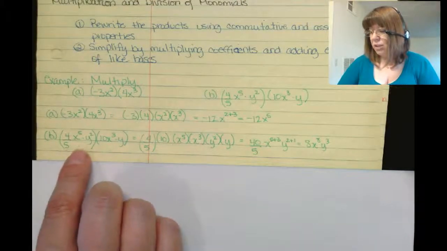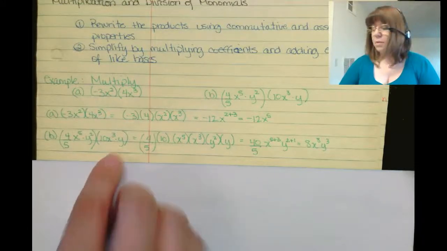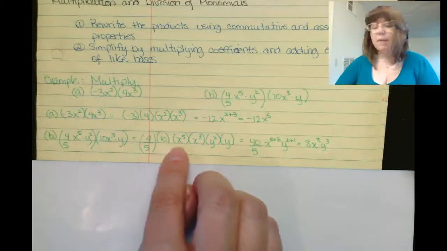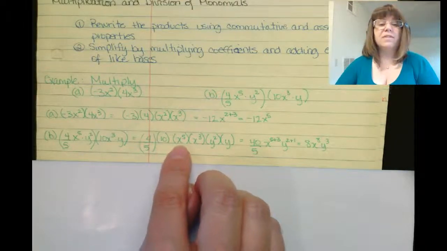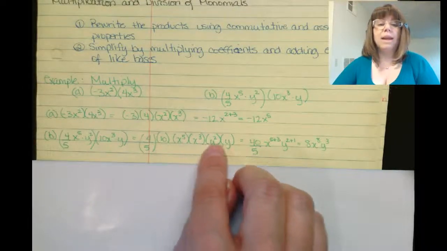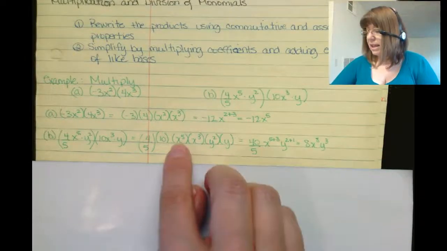4/5 x to the fifth y squared times 10 x cubed y. I'm going to put all of my coefficients together, which is the 4/5 and the 10. I'm going to put all my x's together, x to the fifth, x cubed. Put all my y's together, y squared, y. 4 times 10 is 40 over 5.